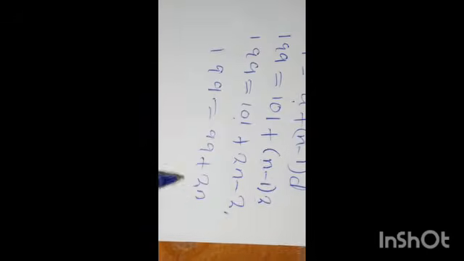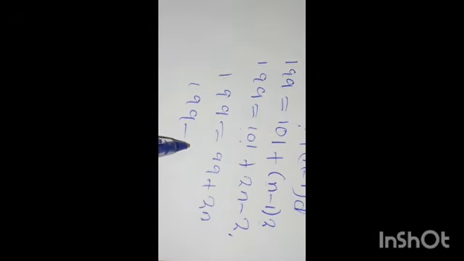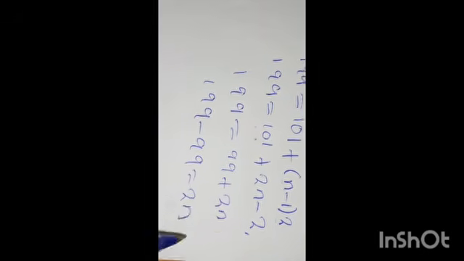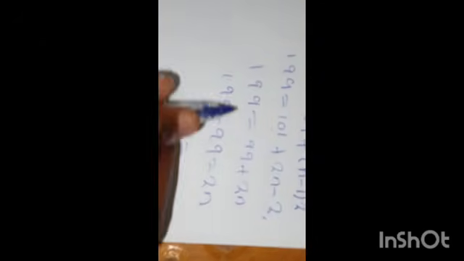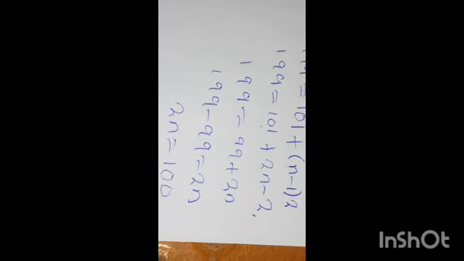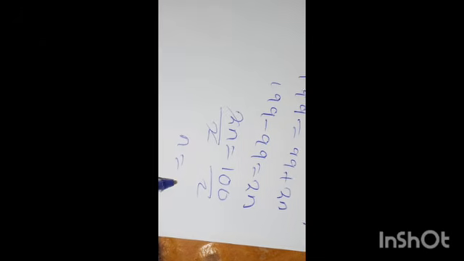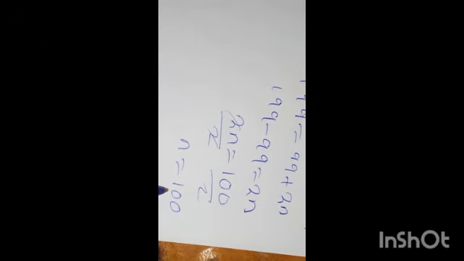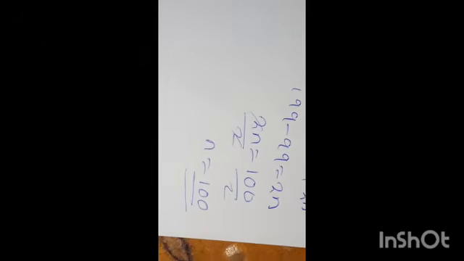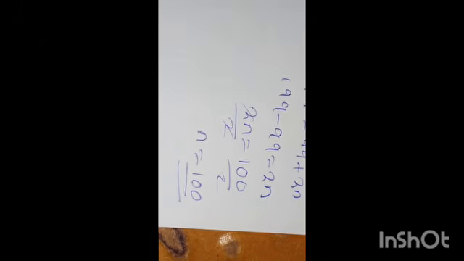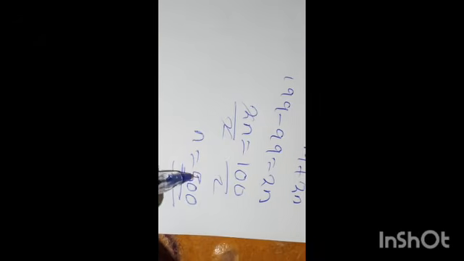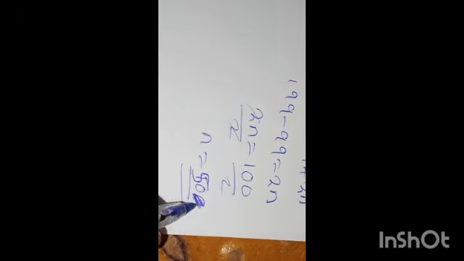So we're going to have 199 minus 99 is equal to 2n. If we subtract this, what are we going to get? We're going to have 2n is equal to 100. So if we divide by 2, our n will be equal to 100. Oh, sorry for that. If we divide by 2, our n will be 50. Sorry for that. So n is 50, not 100.